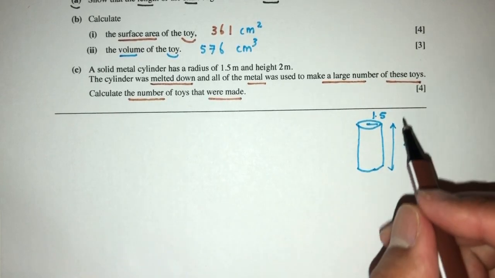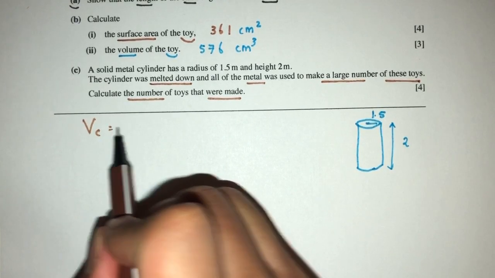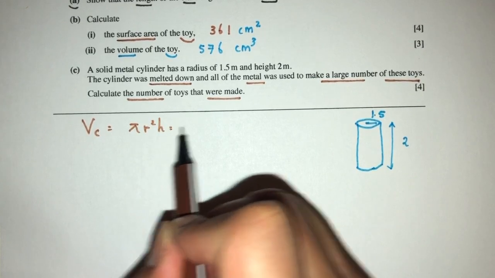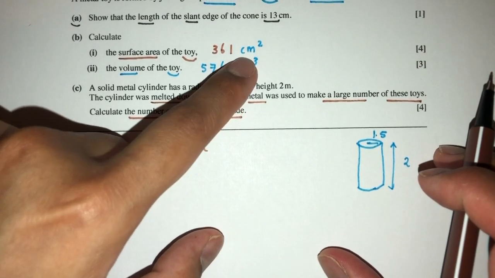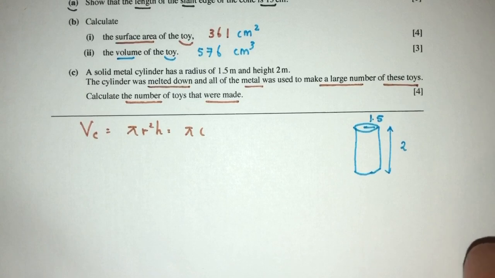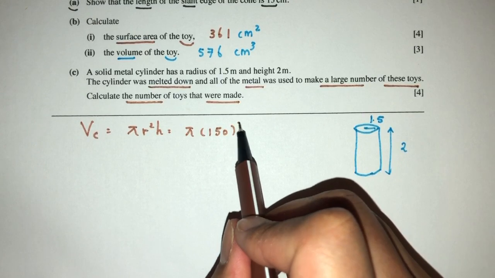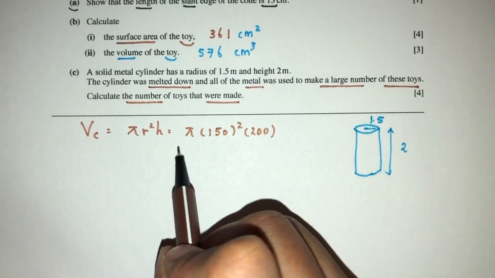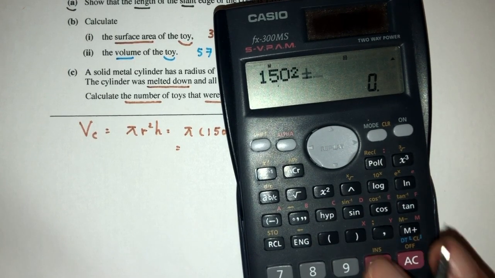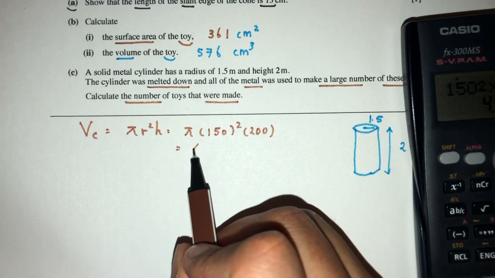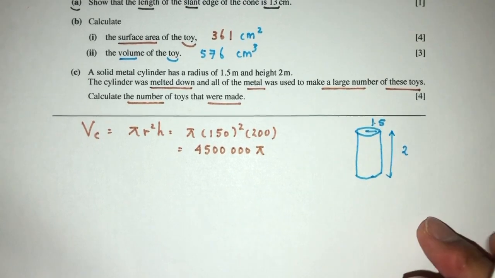So pretty easy. When you melt this down, what stays the same? The volume. So what is the volume of a cylinder? That will be pi r squared h. This is in meters, because everything else was in centimeters, so we can just change that to centimeters. That will be 150, because we multiply by 100. H will be 200. So 150 squared times 200 will be 4,500,000. That will be the volume of the cylinder.